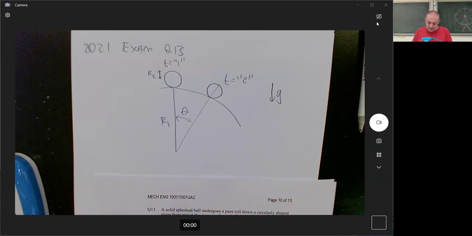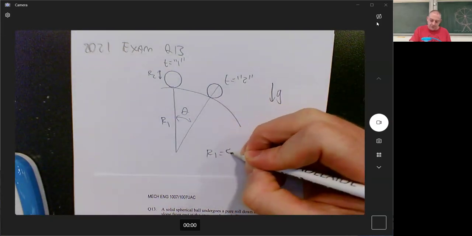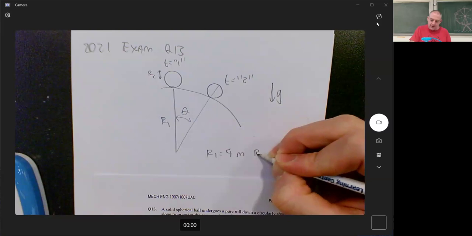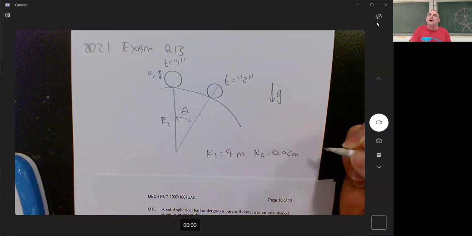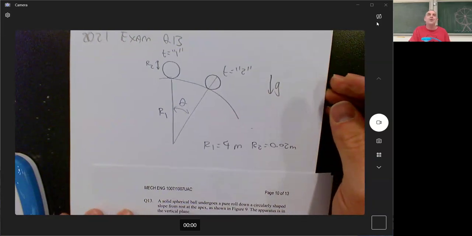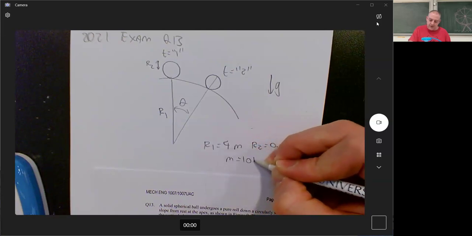Sorry? I haven't written them down yet. So R1 is 4 meters. R2 is 0.02 meters. So it's like a ball bearing as opposed to a tennis ball. And the mass is 10 kilo.